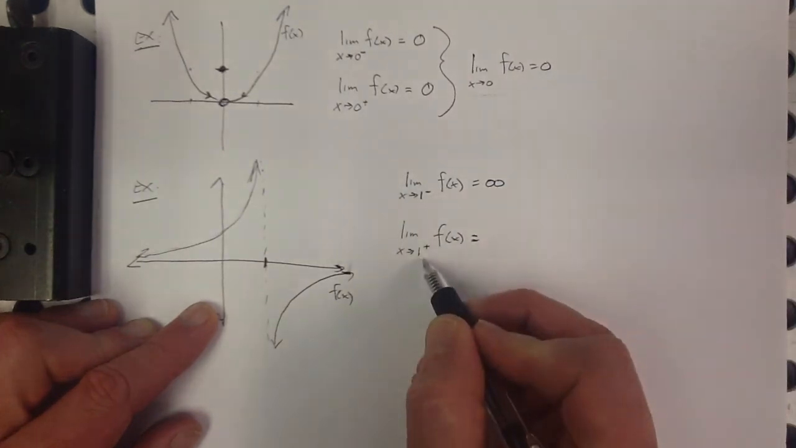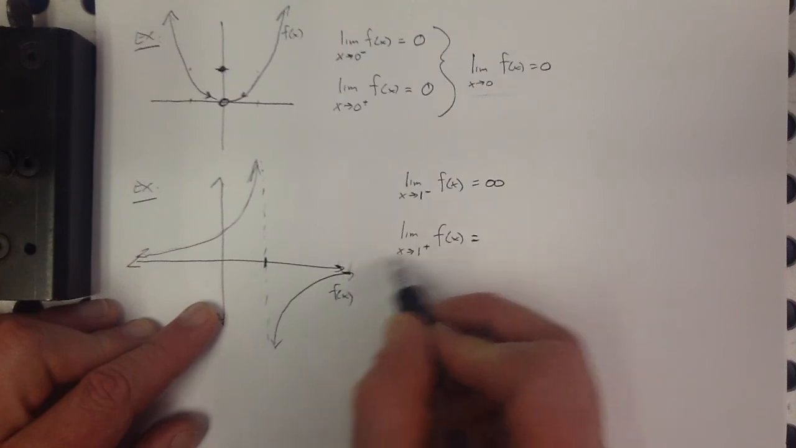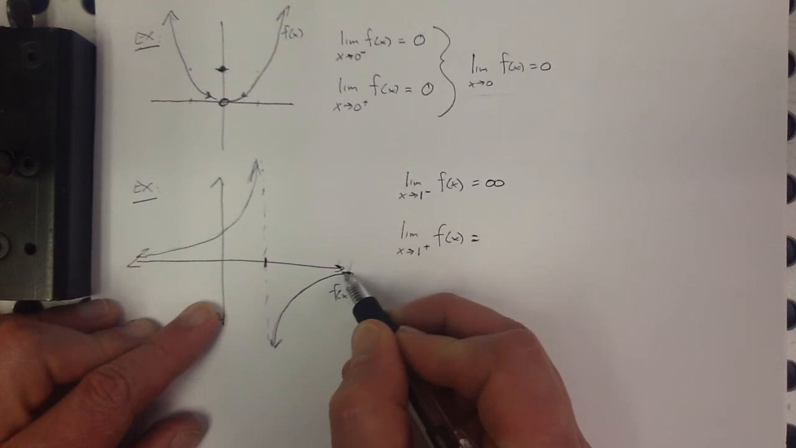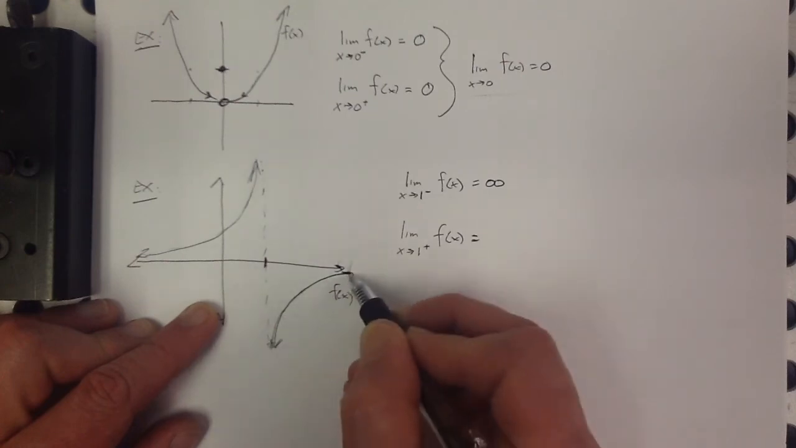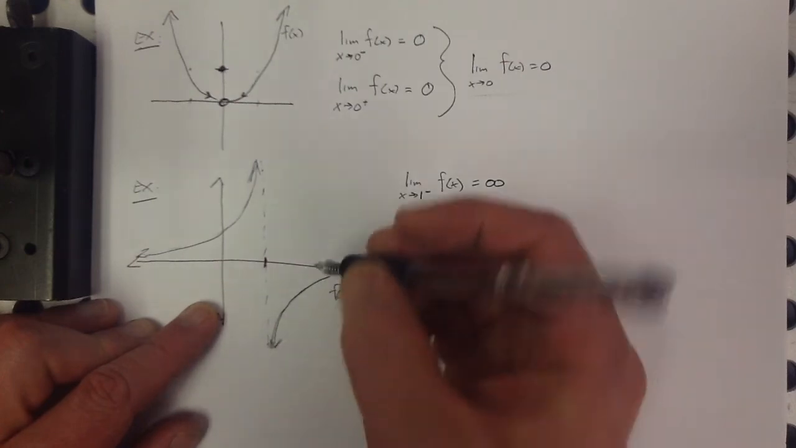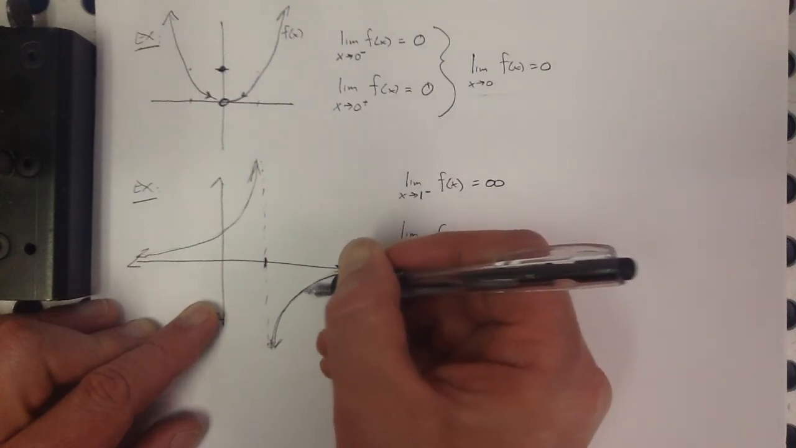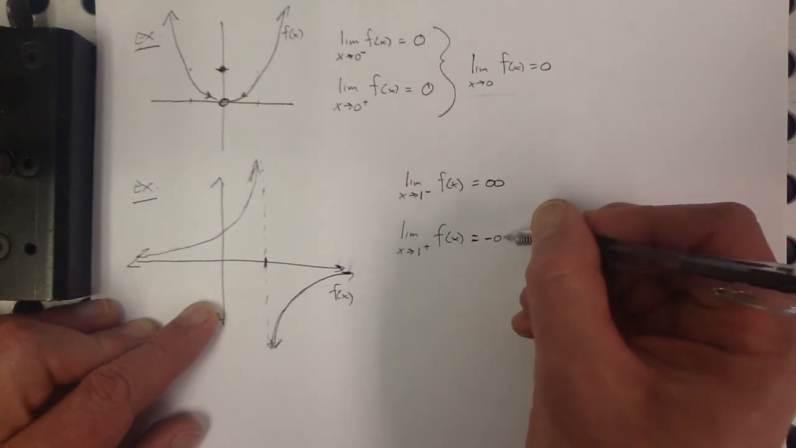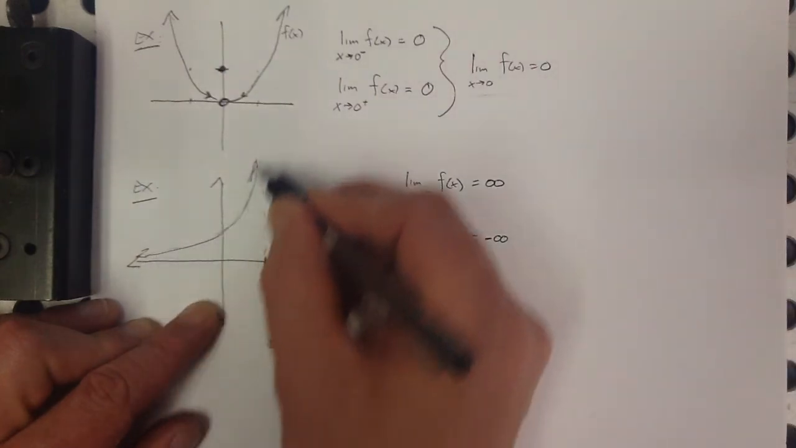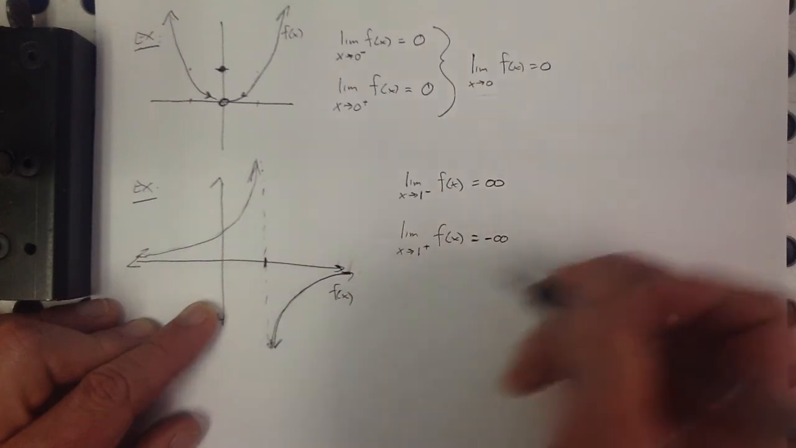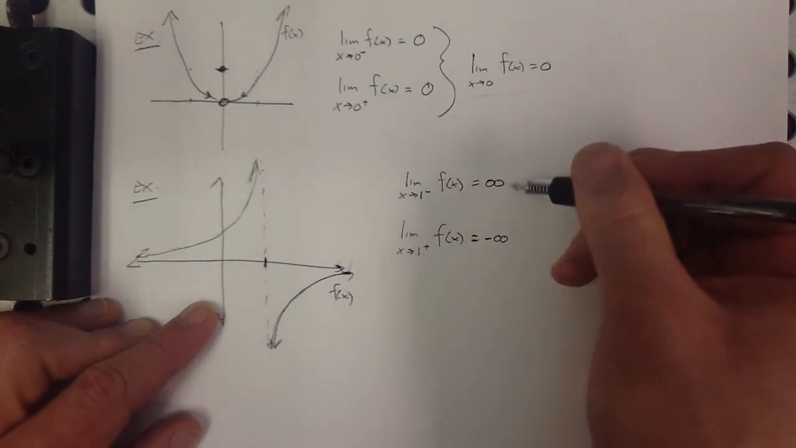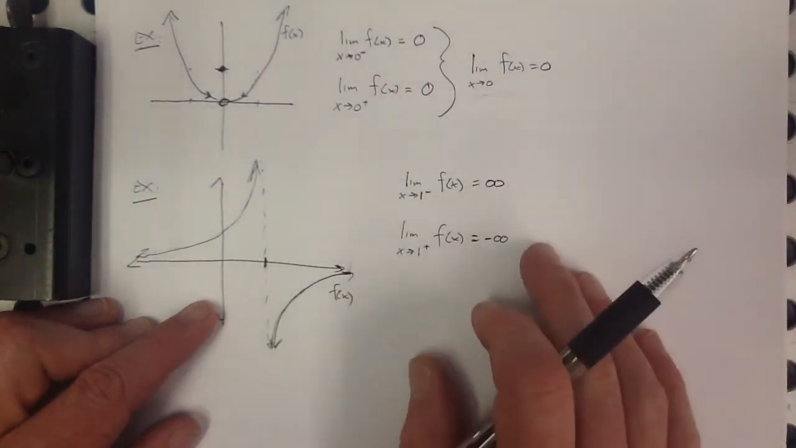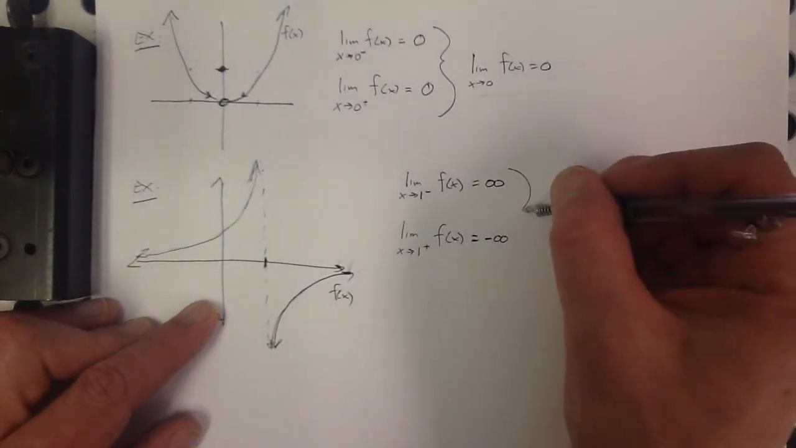So on the other side, as x approaches 1 from the positive side, what's happening? Looks like we're plunging down to negative infinity. As the x values get closer and closer to 1 from above, we're going down to negative infinity. So on one side, we're going up to positive infinity, on the other side, negative infinity. So this captures some information about what's happening at that vertical asymptote, rather than just saying, oh, it doesn't exist. That's why we do it that way.